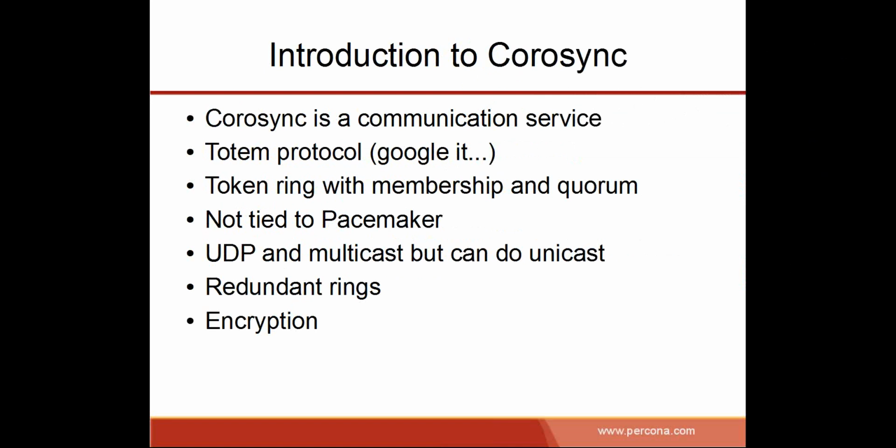It uses UDP and multicast, but newer versions can also do unicast, so if you're in a cloud environment that doesn't support multicast, you can still use it. It supports redundant rings, so if you have multiple networks, let's say a public and a private one, you could use both. If somebody pulls a plug, the cluster will still be able to talk. That's quite important, because a cluster that works well is a cluster whose nodes can talk to each other easily. And of course, it supports encryption, provided that you give an encryption key on all the nodes. So that's basically what Corosync is.